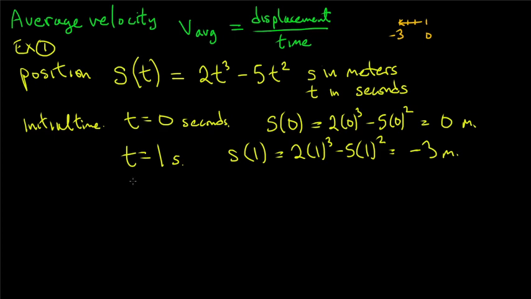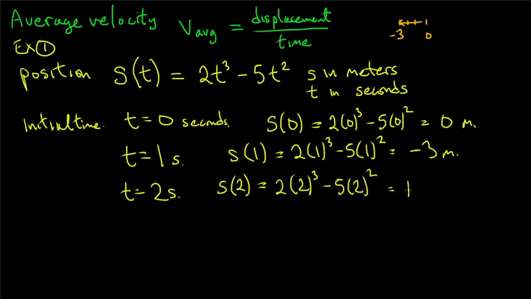So where are we after 2 seconds? Again, just plugging in t equals 2 into the function, we get 2 times 2 cubed minus 5 times 2 squared. That's 16 minus, 5 times 4 is 20, so 16 minus 20 is -4 meters. So we've gone a little bit further backwards.